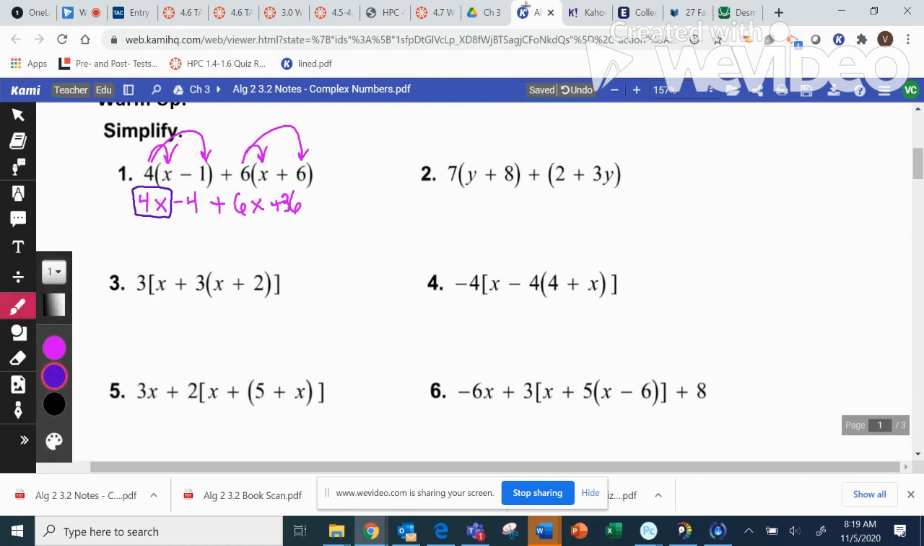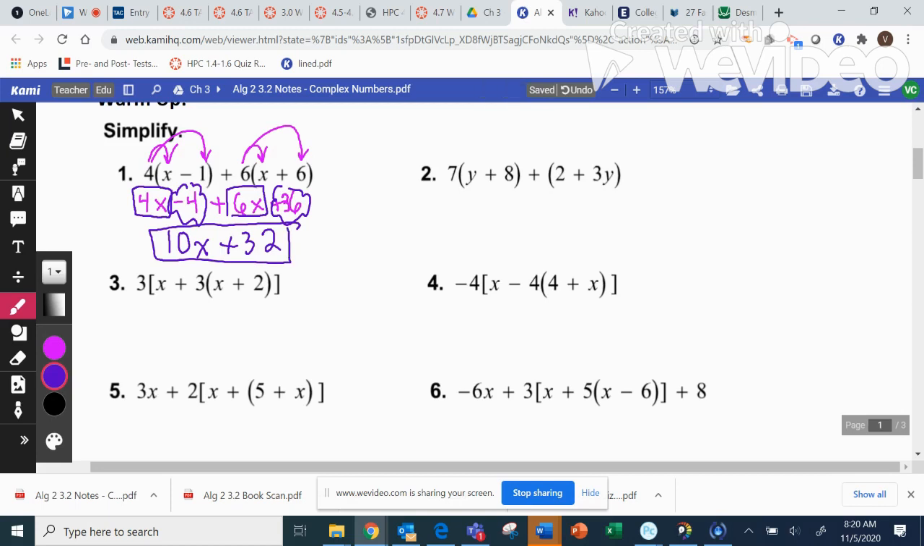Just kidding. All right, so 4x and 6x, we're going to add those together because they are like terms. So we will get 10x. And then we're going to add together the minus 4 and the plus 36, which would be plus 32. Can I add together 10x and 32? No, because one has an x, the other one does not. This is as far as we can go.